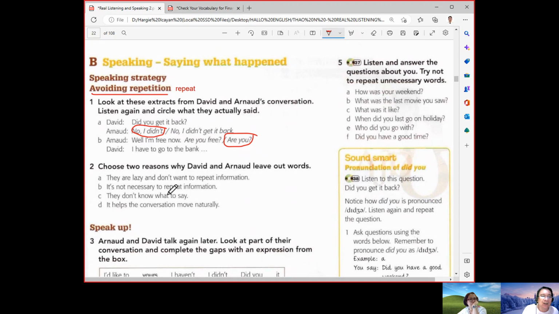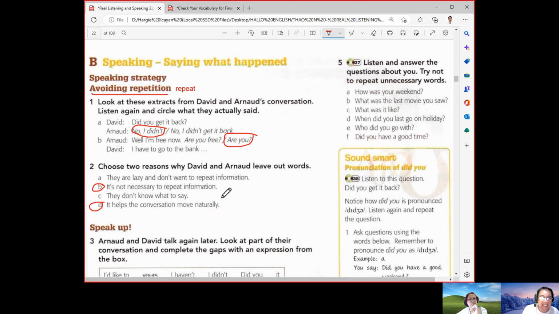Letter B, it's not necessary to repeat information. Letter C, they don't know what to say. Or letter D, it helps the conversation move naturally. So what do you think would be the two best answers? The number B and D. Yes, okay. The reason why they leave out words is because it's not necessary to repeat the information, because it's already there. And it helps the conversation move naturally.